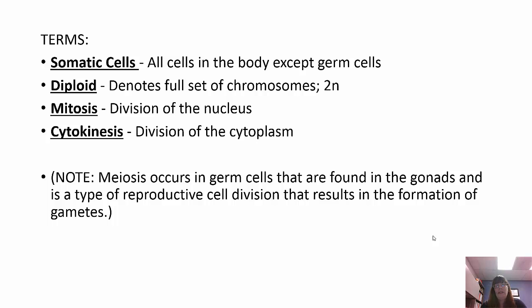The point of meiosis is to reduce the number of chromosomes in half, so that when the egg and the sperm fertilize, you have a complete zygote.